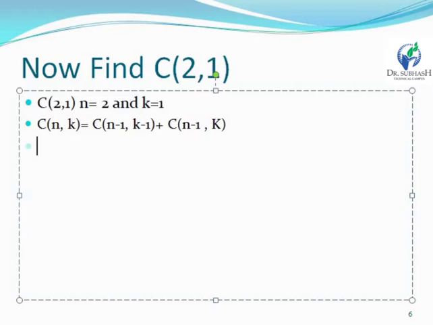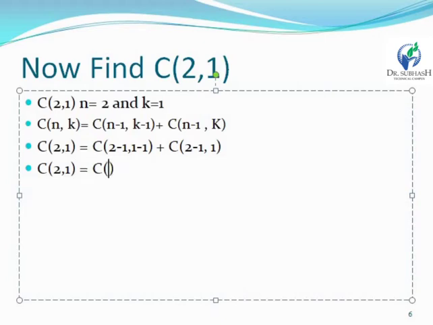So now next is C of n, k you can apply. So C of 2, 1 value equal to C of n minus 1, it means 2 minus 1, comma 1 minus 1, plus C of 2 minus 1. Just put the values. We can show that C of n, k means n equal to 2 and k equal to 1. We can put these values of n and k for this binomial coefficient condition. C of 2, 1 and C of n minus 1, k minus 1, then C of n minus 1, k.